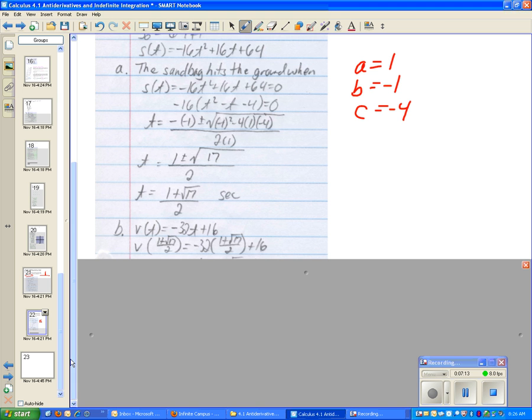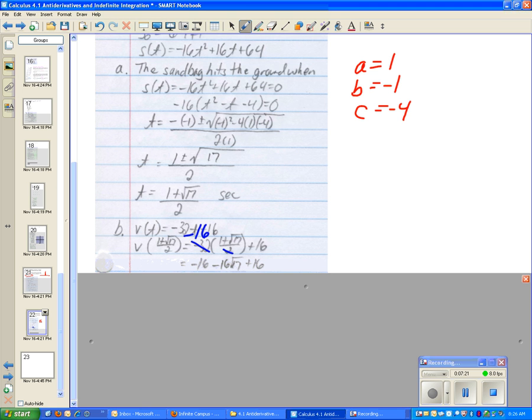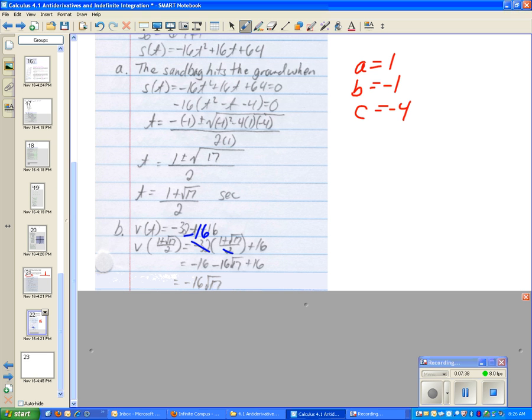Then I can do this, right? Divide that 2 into that negative 32 and get a negative 16. So then negative 16 times 1 is negative 16. Negative 16 times the square root of 17 is negative 16 times the square root of 17. And then our plus 16 at the end remains a plus 16 at the end. And looky here. What's negative 16 plus 16? So that's the velocity of the sandbag when it hits the ground. Feet per second.